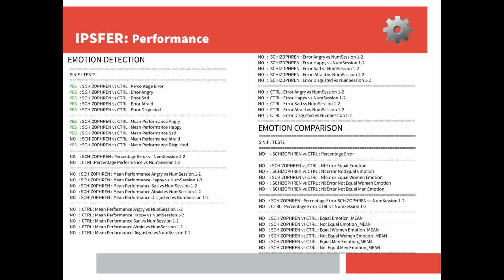In emotion detection, we compare schizophrenic and control groups. Significant errors occur in recognizing emotions like anger, sadness, fear, and disgust. Mean performance varies, with notable differences in anger, happiness, sadness, and disgust. However, no significant performance changes are observed across sessions for either group, indicating consistent emotional recognition challenges in schizophrenia.